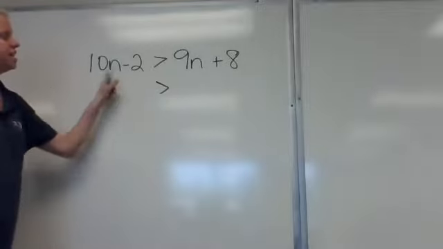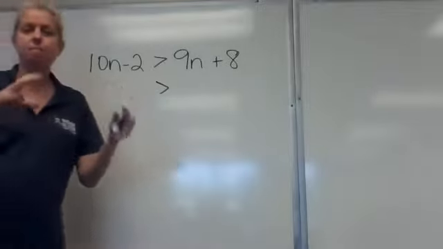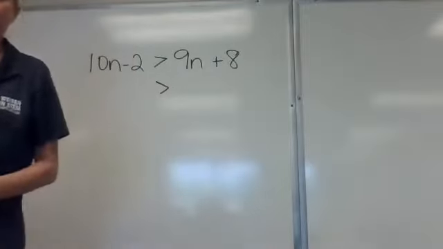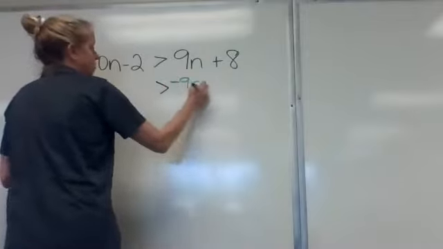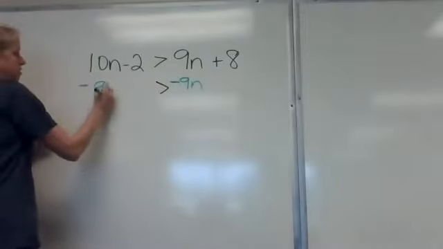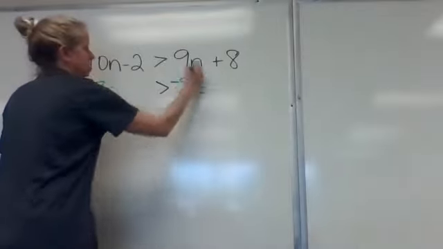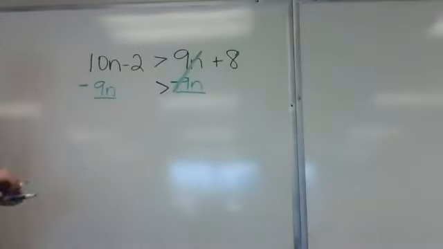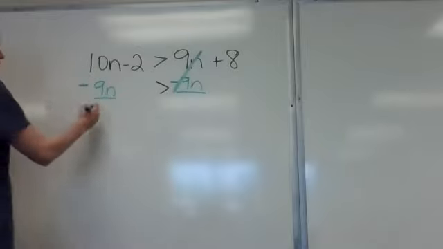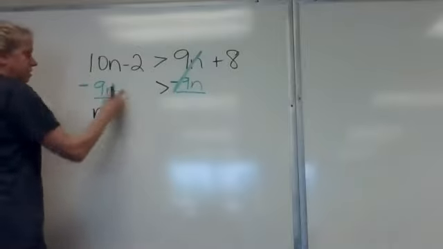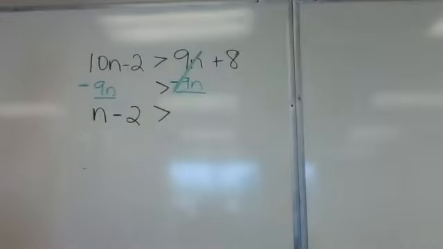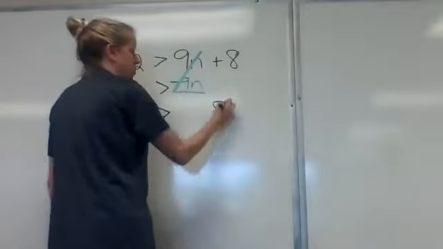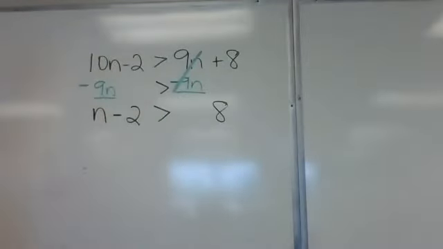I need to move this n over here, right? If you've got n's on both sides, you need to move the small one to the big one. So let's see, I'm going to subtract 9n from both sides. So on the left now, I've got 10n minus 9n, which is just n. Drop down the minus 2. Drop down your greater than, and all I have left on the right is that 8.